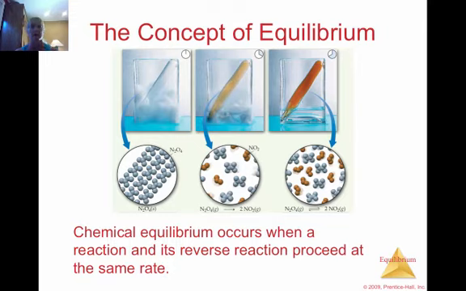shifting left or right. As we learned last year, when you have a reaction and its reverse reaction occurring simultaneously and at the same rate, you've established an equilibrium. So as we can point out on this slide here, when N2O4 dominates, you can notice down here that N2O4, dinitrogen tetroxide, can turn into NO2, and just as easily NO2 can turn back into dinitrogen tetroxide.